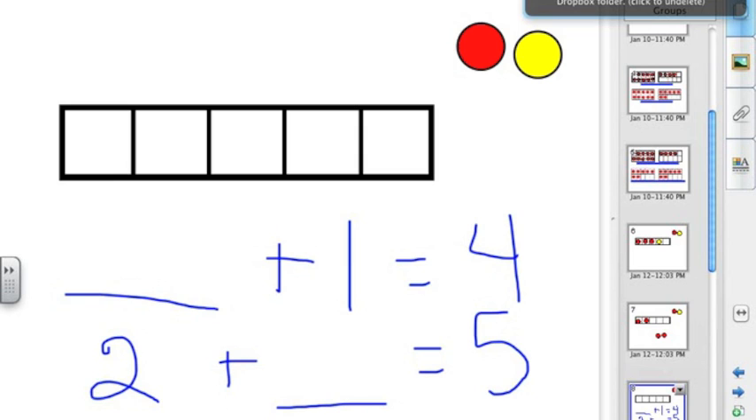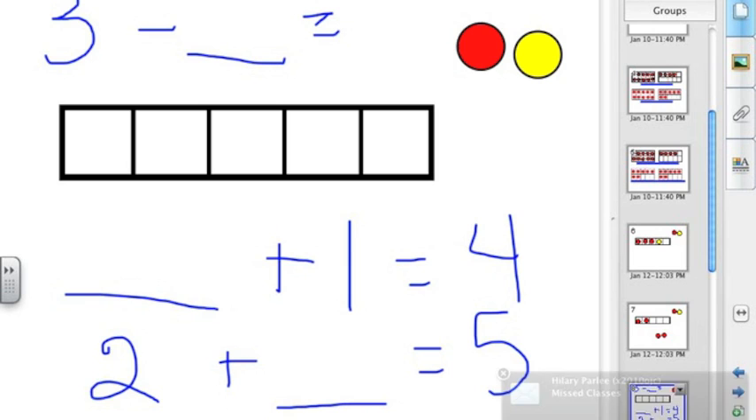Okay, there's different ways to think about subtraction. So if I said to you, I had 3 counters, but I lost some, and now I only have 1 left. How many did I lose? 2, right? So again, or I had some marbles. I lost 2 at recess, and now I only have 2 left. How many did I have before recess?